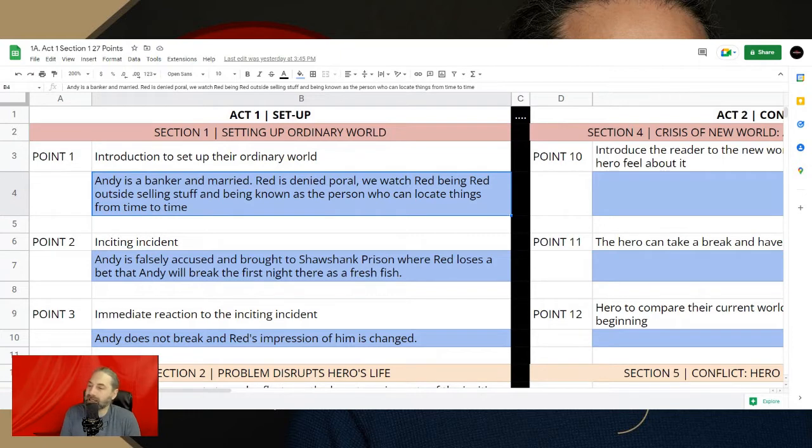Spoiler alert. Red is denied parole. We watch Red being Red outside selling stuff, and he's basically known as the person who can locate things from time to time. This is very much their world. This is the world that Andy is in control of. Even though technically he's being arrested and being sent to jail, this is where he is. In fact, he didn't even take action to kill his wife and lover. He couldn't even take action to do that. The world is pushing him through his ordinary world.